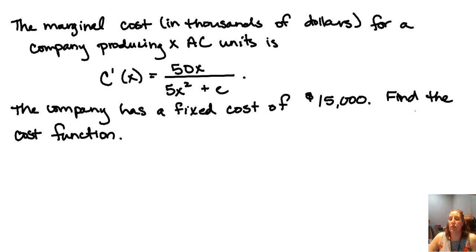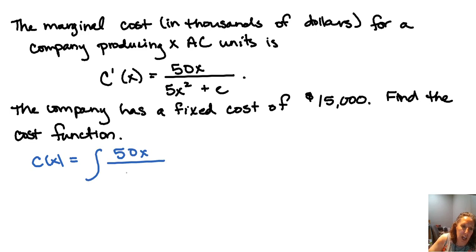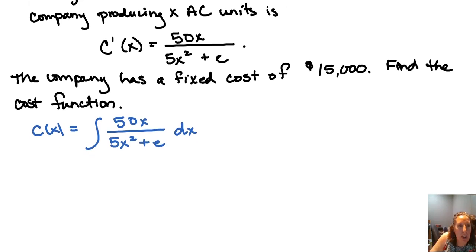Find the cost function. All right, so the fixed cost of $15,000 is going to help us find the value of our constant of integration C at the end. In order to find the cost function given the marginal cost, we are going to take the antiderivative of that marginal cost. So the integral of 50x over 5x squared plus e. We are going to use substitution on this.